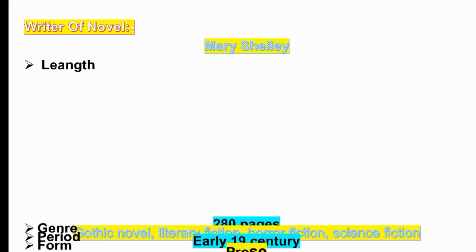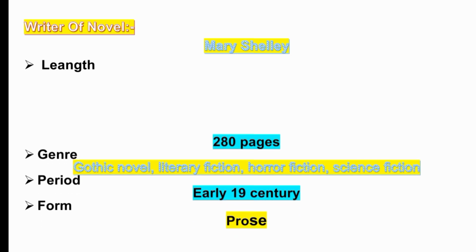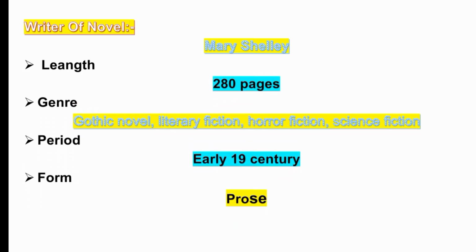Writer of the novel. Mary Shelley is the writer of this novel, who is the wife of Percy Shelley. Length. This novel was published in its first edition and has 280 pages. Genre of the novel: gothic novel, literary fiction. It's a horror fiction, science fiction. Period. The novel is of the 19th century. Form. It is written in prose form.